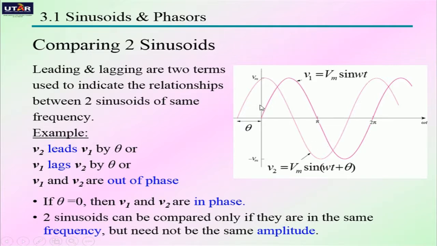Now here's how we compare two waveforms. Since V2 is ahead of V1 by theta, we would say that V2 is leading V1 by theta, which is the phase difference between V1 and V2. If V1 and V2 happen to overlap each other, starting and traveling at the same time and ending at the same time, they would have the same phase. We would say that V1 and V2 are in phase. In other words, theta, the phase difference between the two voltages, is 0.